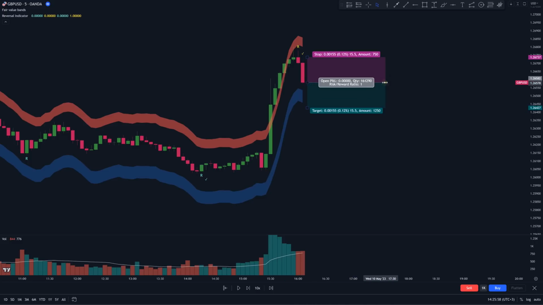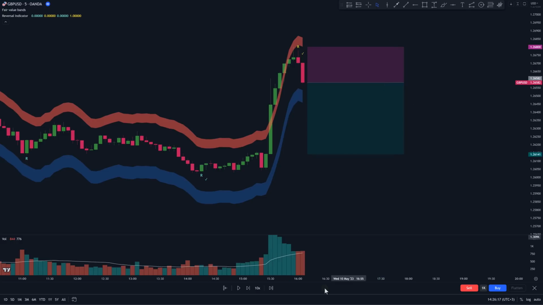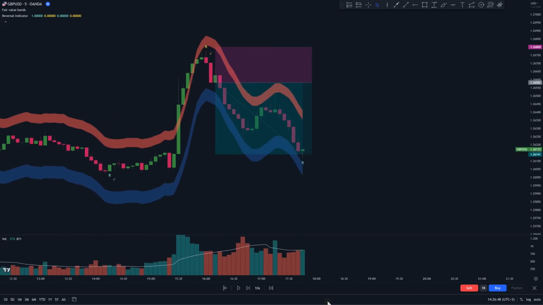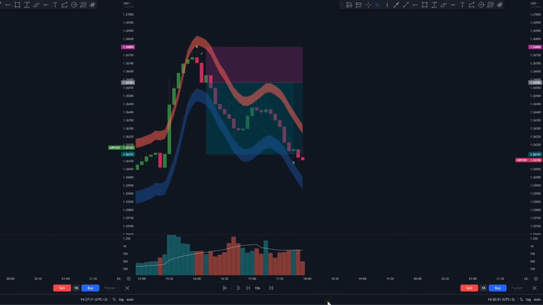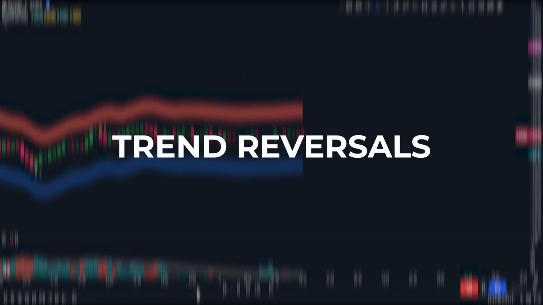The stop loss is going to be set above the most recent swing high. And for the take profit, we're going to set it at 2 times the risk. We let the trade run and take profit. There you go. A simple strategy that you can use to take advantage of trend reversals.